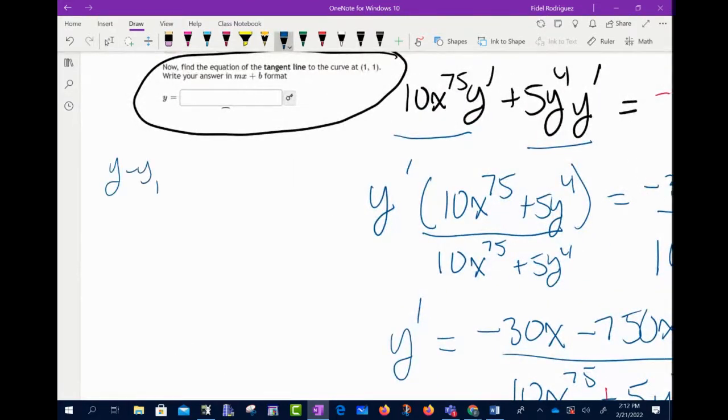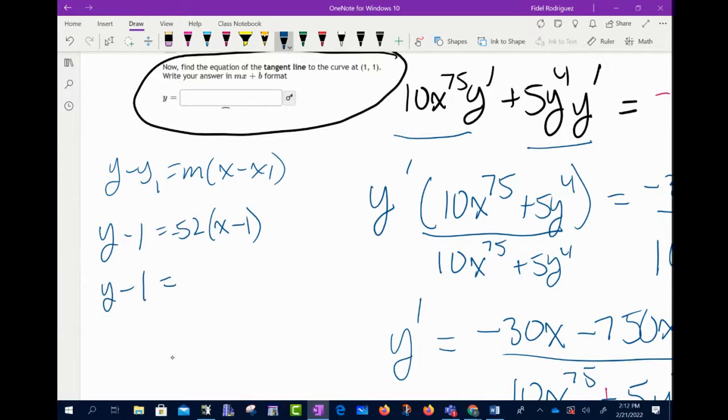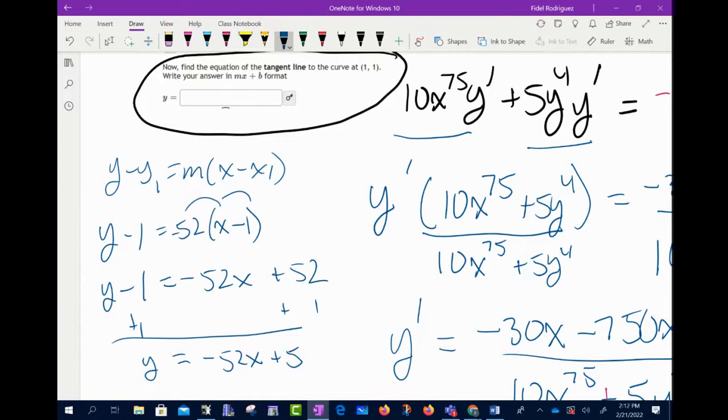So let's see, y minus y1 equals m times x minus x1. So y minus 1 equals negative 52 times x minus 1. Let's see, negative 52x plus 52. And if we add 1 to both sides, there you go. And we got the equation of our line.